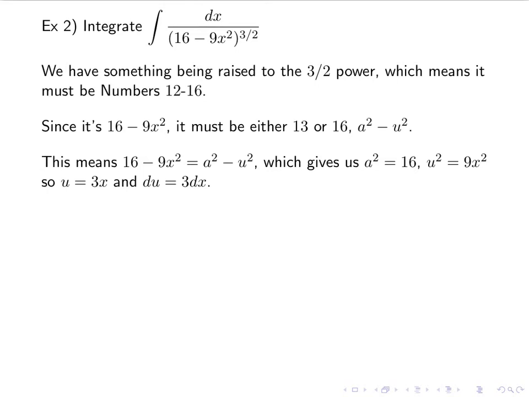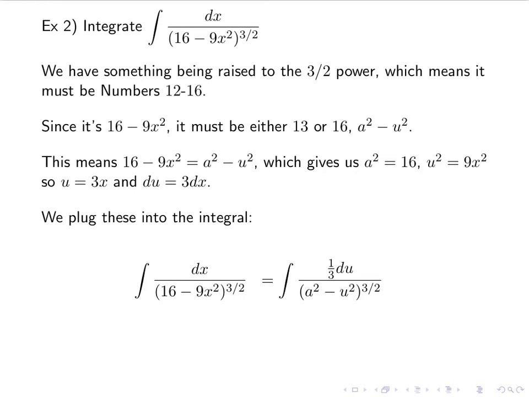So a squared is 16, u squared is 9x squared. So when we square root it, don't forget to also square root your coefficient. So that 9 is going to become a 3. So u is 3x, du is 3 dx. And then we're going to do the substitution into our integral. So dx is 1/3 du. So we're going to take this guy and divide both sides by 3. And then 16 is a squared, 9x squared is u squared, and so on.